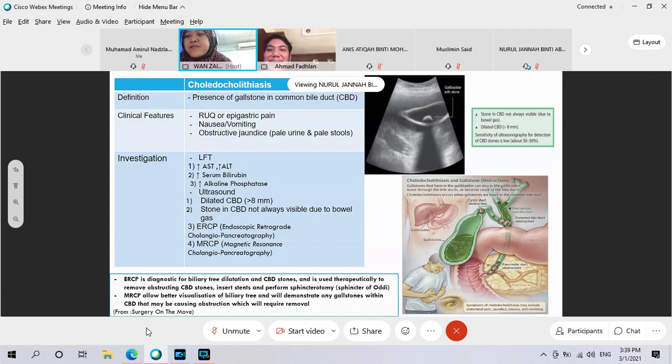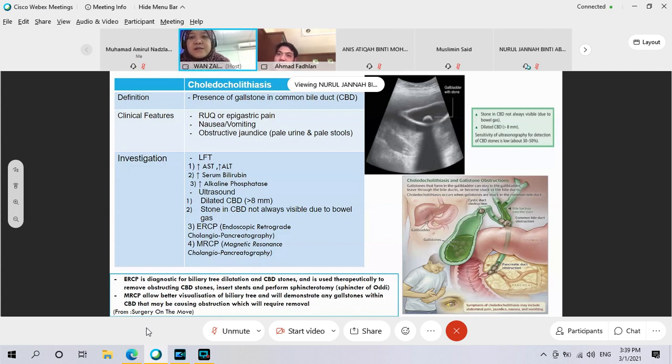ERCP is diagnostic and therapeutic, kan? Betul. Diagnostic, you boleh tengok ada stone ke tak dalam CBD. Therapeutic macam mana? Macam boleh buang gallstone tu guna ERCP. Dia boleh blast the stone, dia boleh remove the stone during the procedure.